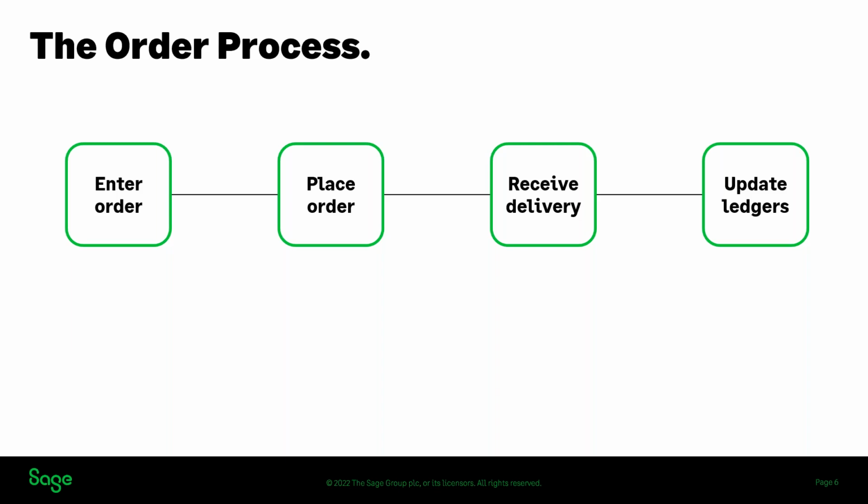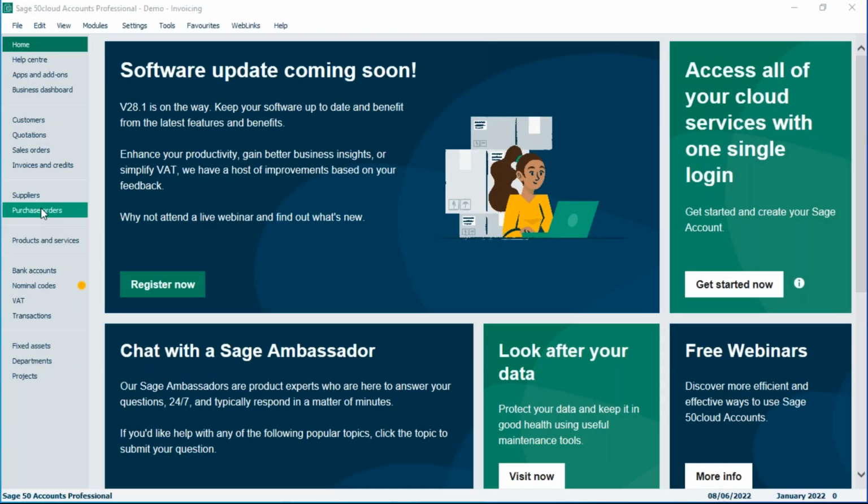Once we've run through this order process, so you can see the basic steps, then we are going to come back to this process and look at it from a supplier and also a product's perspective as well, and how it integrates with that. So I will share my desktop and we'll start entering some purchase orders.